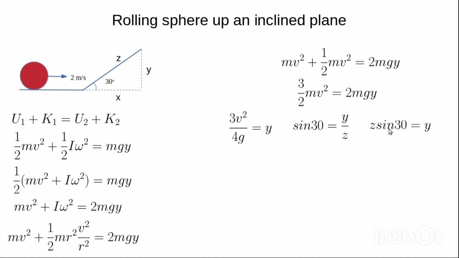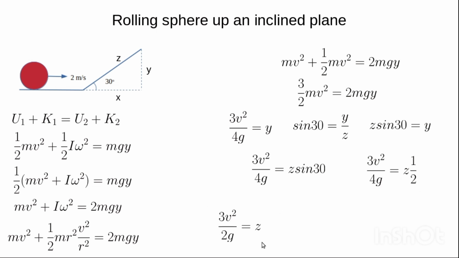Wherever we see our y, we replace it with z sine 30. At the end of the day, we have 3 v squared over 4g equal to z sine 30, and we know sine 30 is half. At this point, we make z the subject of the formula, and we have this expression. Now we can substitute the value of v as 2 meters per second and g as 9.8, and we get our answer here. I think this particular v is supposed to be 2. There is a typographical error here. By the time you simplify, you get 0.61 meters.